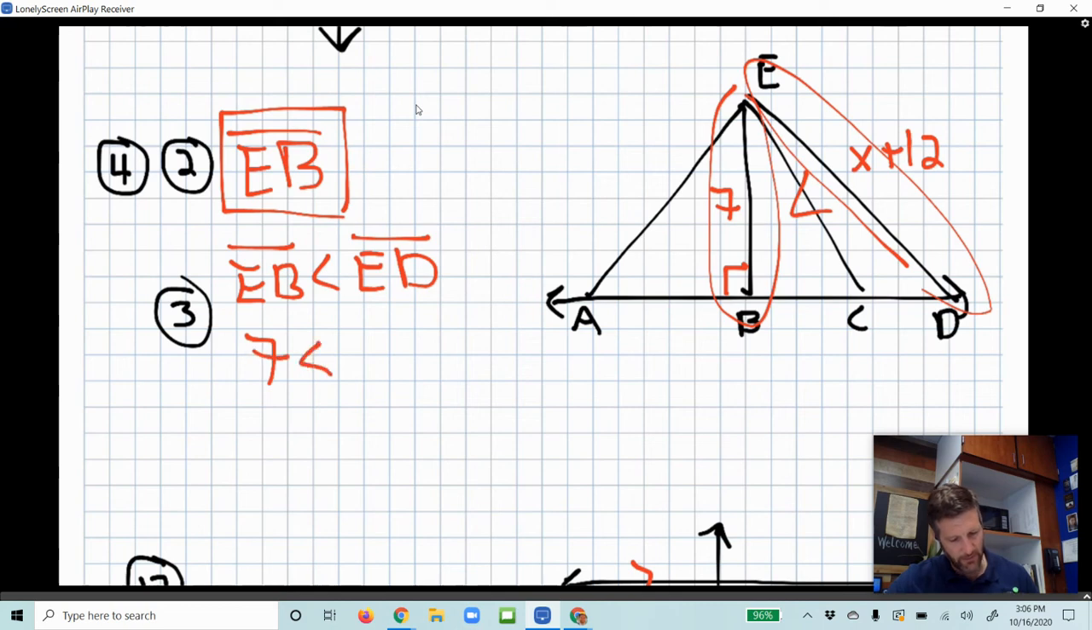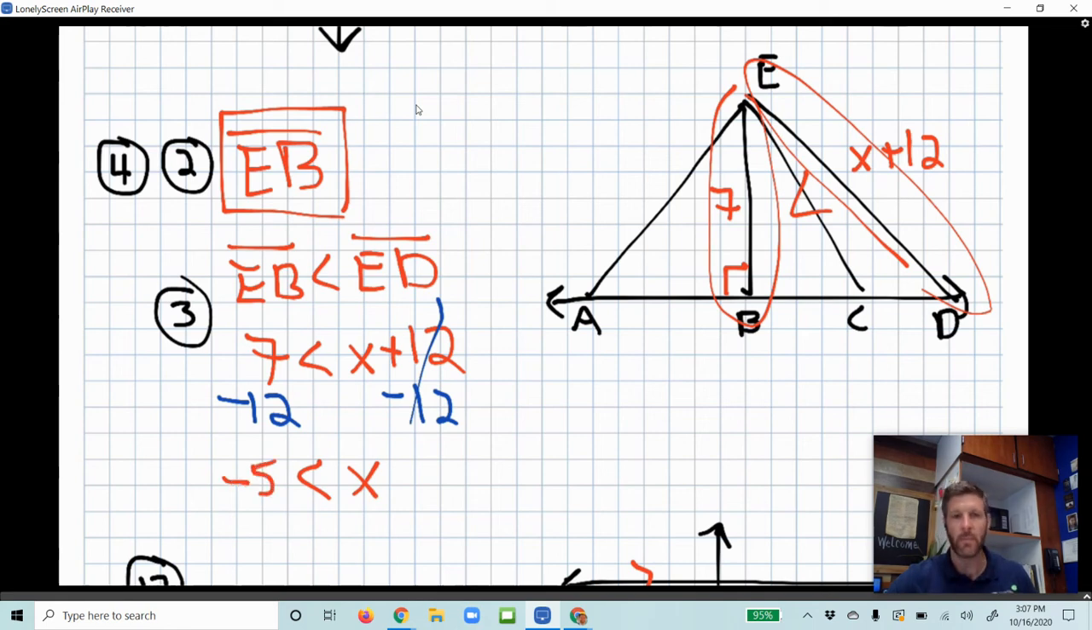7, therefore, is less than x plus 12, whatever x happens to be. And then if you just remember, you can solve inequalities just like you would an equation. If I want to get x by itself, I can just subtract this 12, which cancels out. And so then I get x has to be greater than negative 5. And so an inequality is just like an equation, but it doesn't say they're equal. It says one is for sure bigger. So I know x must be greater than negative 5.